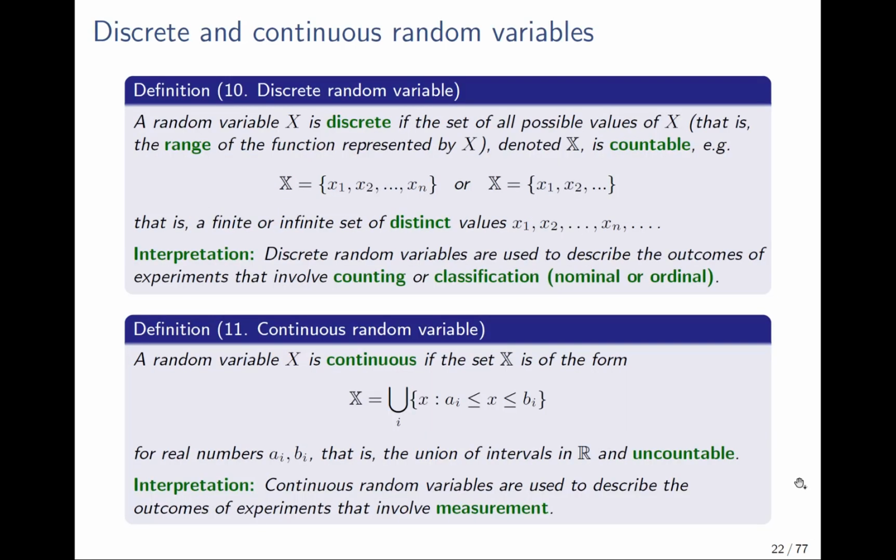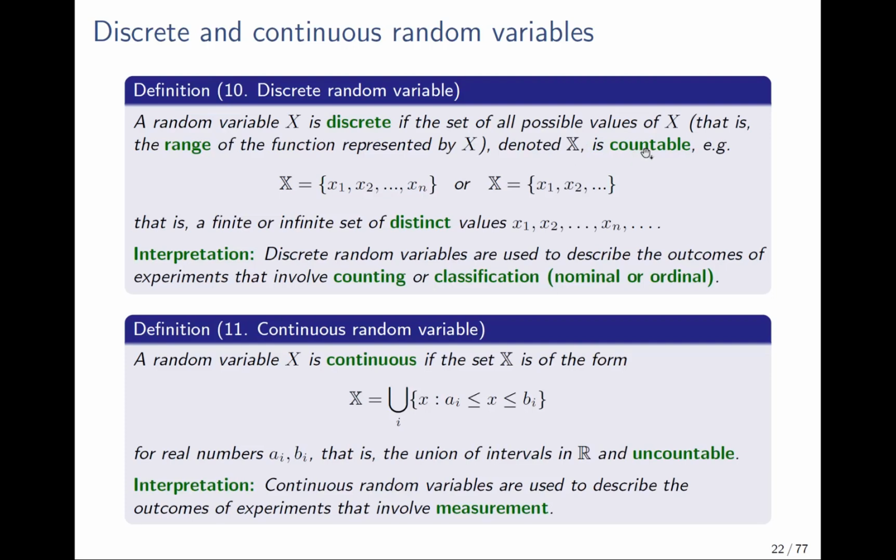So, the first important distinction to introduce in random variables, and it really is key because it determines how random variables and their associated probabilities are represented, is the distinction between discrete and continuous random variables. So first, a discrete random variable. A random variable is discrete if the set of all possible values that the random variable can take, denoted by this symbol here, is countable.